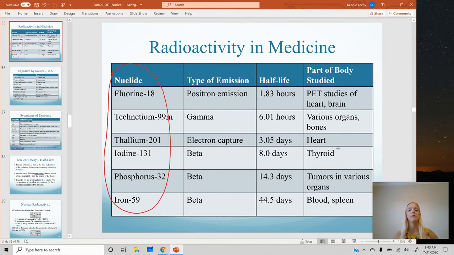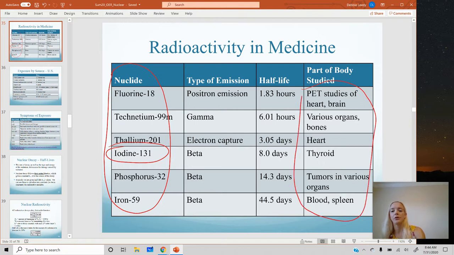The one that you might be the most familiar with would be iodine 131. If you paid attention to news stories after the Japan Fukushima nuclear power plant tragedies after the tsunami, you probably heard about residents both locally and across the waters being issued iodine 131 that is used for thyroid purposes. So both to image, diagnose, and treat thyroid issues. And then again, just various nuclides and the body parts that they are used for targeting.